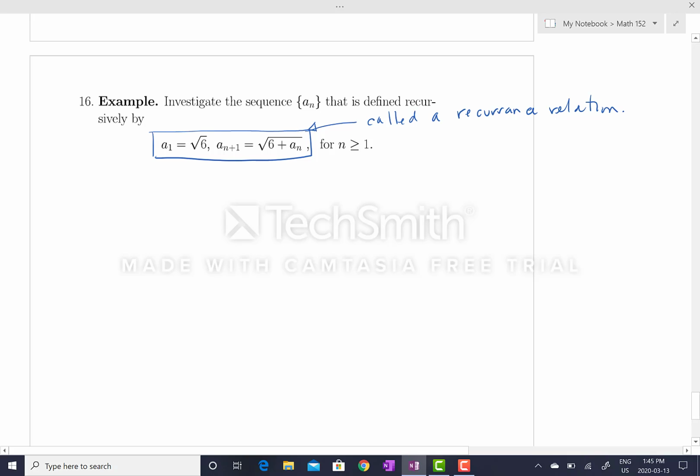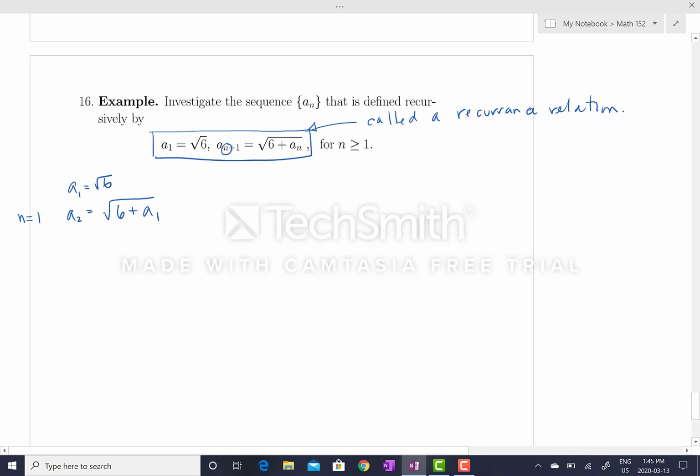Okay, so let us first get a sense that we understand how to write out what the terms are. So we're told a1 is equal to root 6. There it is. So now we can compute a2. Now a2 happens when n is equal to 1. And we're told we should take the square root of 6 plus a_n, and n is 1. So this is here the n equals 1 case.